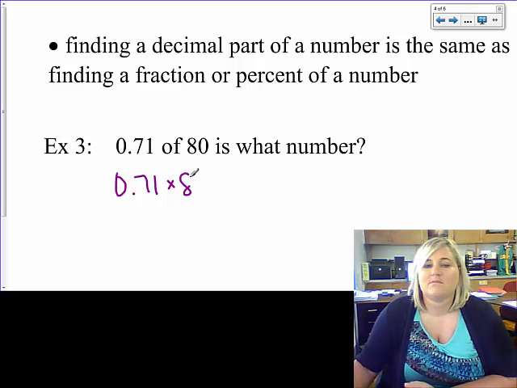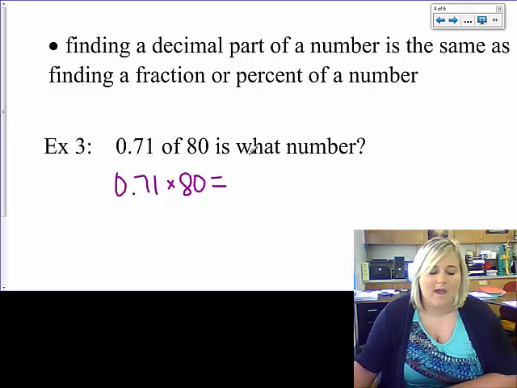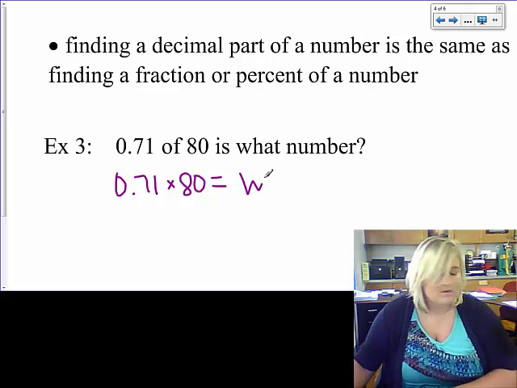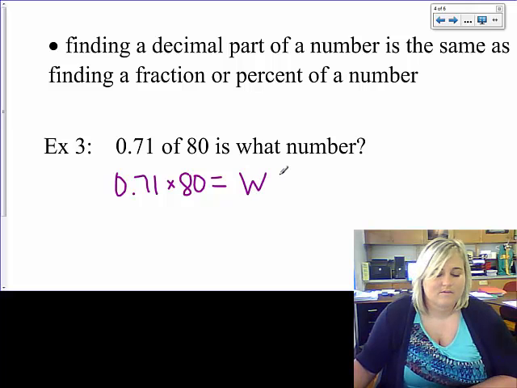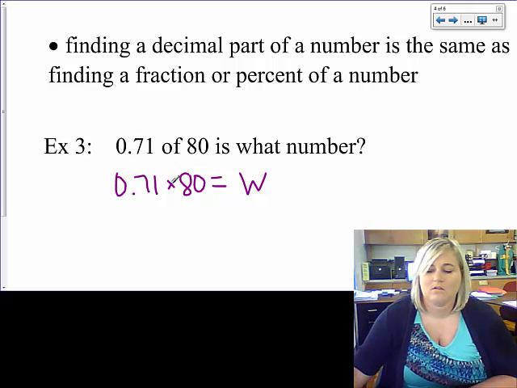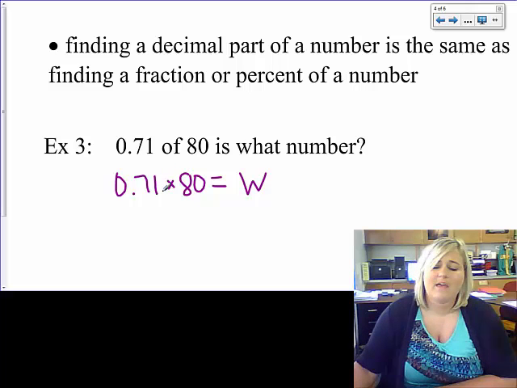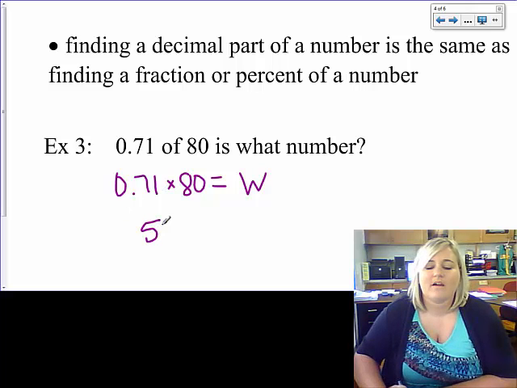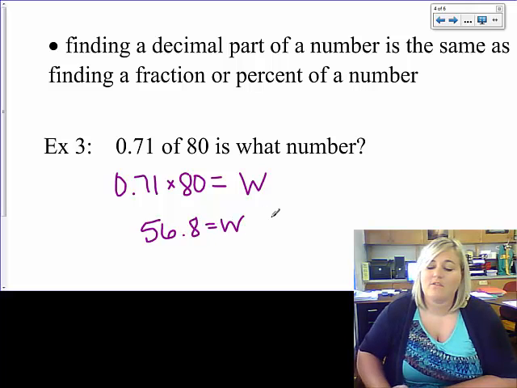80. Is, another word for is would be equals. What number? This is what I don't know. When I don't know what it is, I put a variable, w, x, whatever you want to call it, in. So this is my problem now. And this is very simple because my variable is already by itself, which means all that I have to do is the math. So 71 hundredths times 80 is going to give me 56 and 8 tenths. Is my number, w.